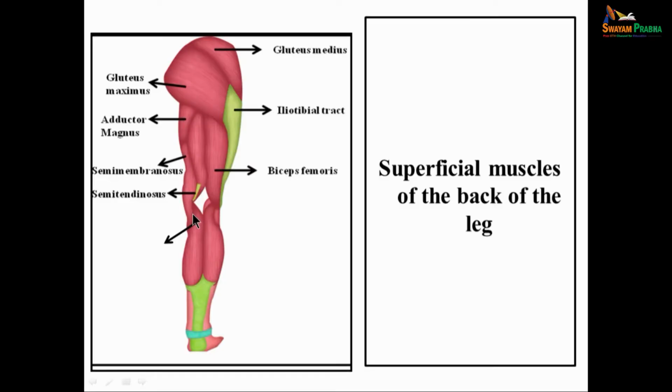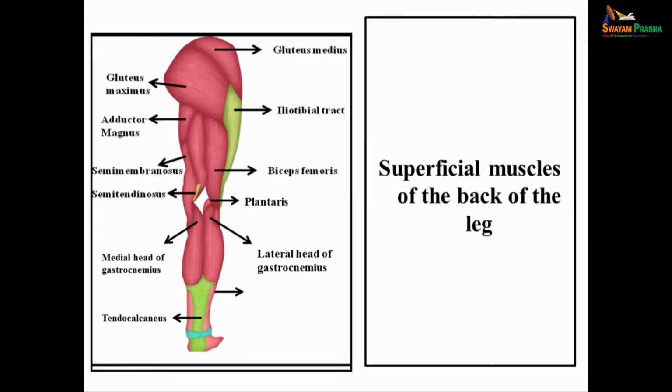Now, here on the medial side, we have a muscle that is called the medial head of gastrocnemius. On the lateral side, we have another muscle that is called the lateral head of the gastrocnemius. These two muscles join together and form a tendon that is called the tendocalcaneus. Then above here, very close to the knee joint, posteriorly, we have another muscle, the plantaris. Then we have another superficial muscle that is called the soleus.